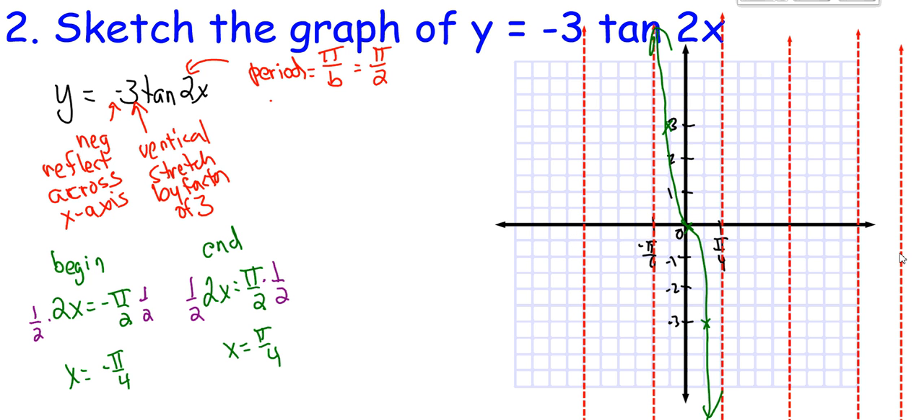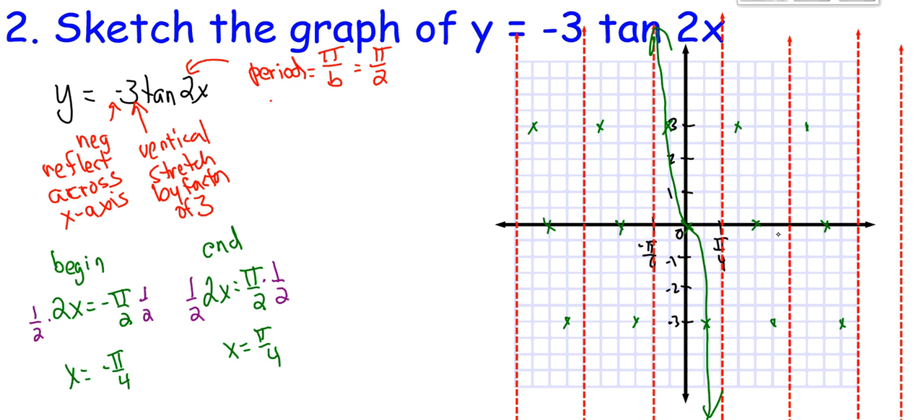And then another one here. And then I'll just slip on my key points. In the middle, there's 0. And then halfway this way, it's at 3. And then negative 3. And 3. Negative 3. 3. Negative 3. 3. And negative 3.